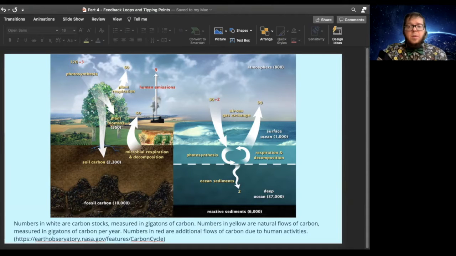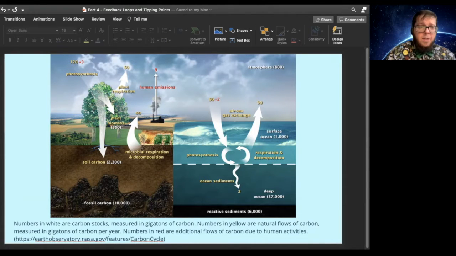For example, the process of photosynthesis, were it not for human activities, would move about 120 gigatons of carbon from the atmosphere into the plants. And then between plant respiration and microbial processes, 120 gigatons of carbon would move back from the plants into the atmosphere. However, numbers in red are additional flows of carbon due to human activities.